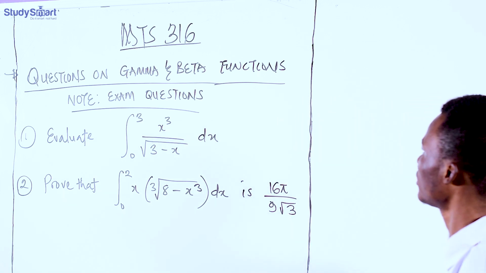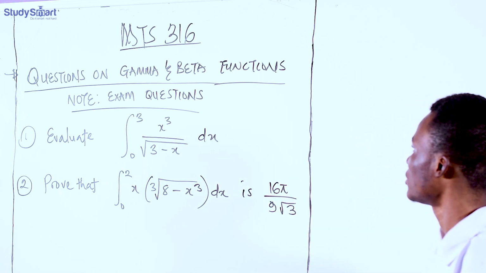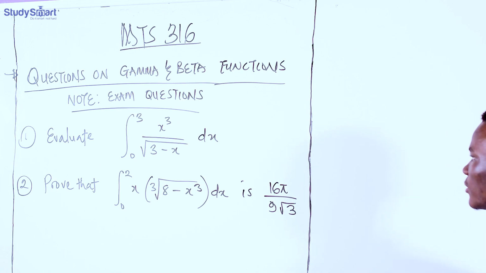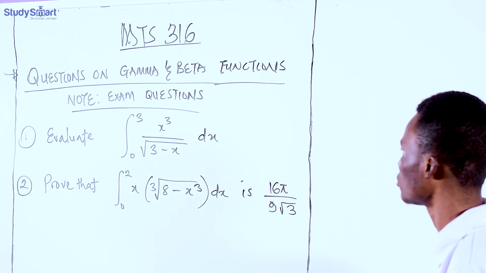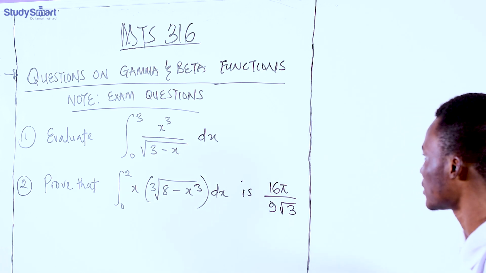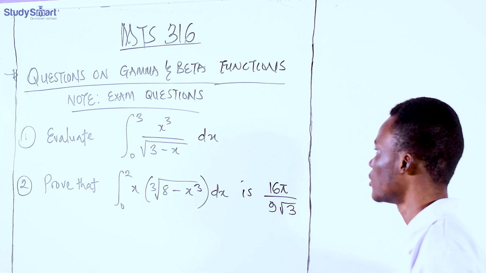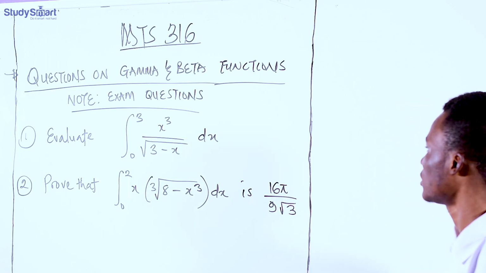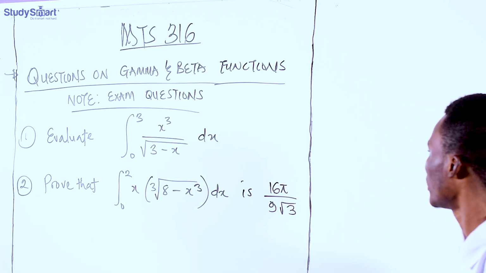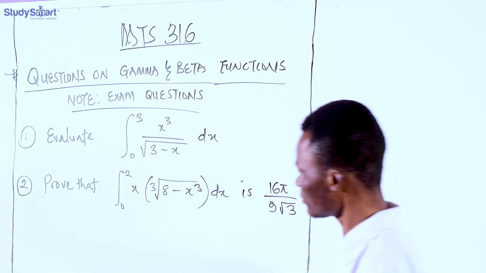So we have the first one, you are asked to evaluate the integral from 0 to 3 of x cubed over root of 3 minus x dx, and the other one you have the integral from 0 to 2. You are asked to prove that, and note this question 2 is very important, the cube root of 8 minus x cubed dx is equal to 16 pi over 9 root 3. So I'm going to start with the first one.